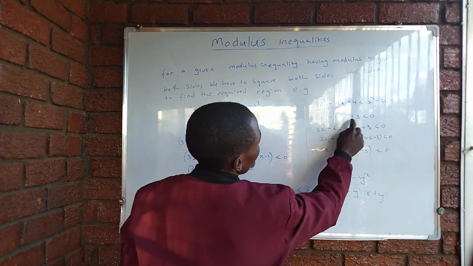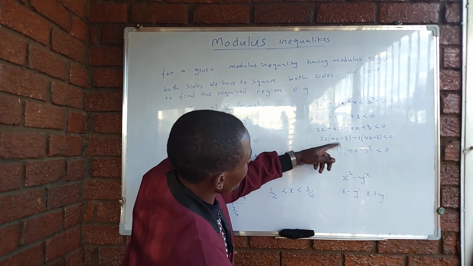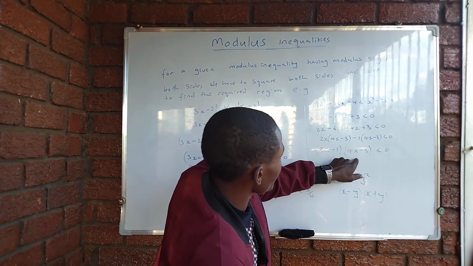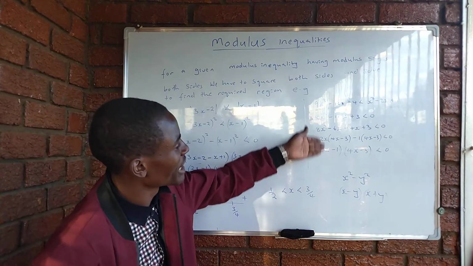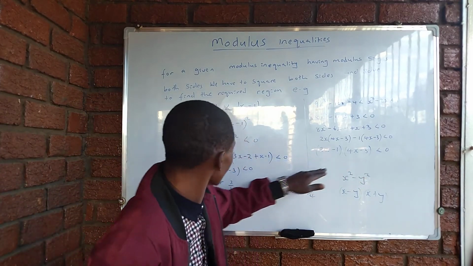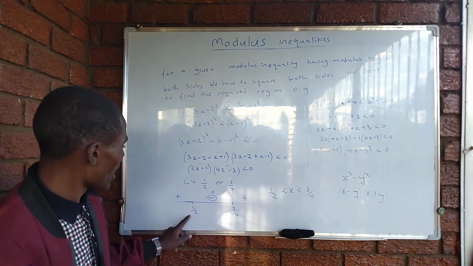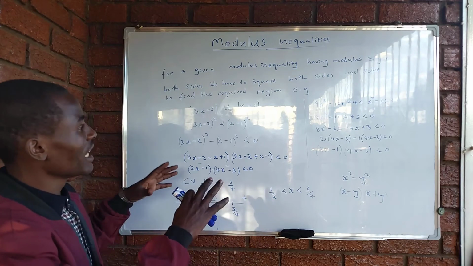Then you factorize. We need factors of minus 6 and minus 4. Factorizing, you get 2x minus 1 and 4x minus 3 less than 0. So you can expand, or you can also come to this stage. The critical values are a half and 3 over 4. Half and 3 over 4. Right?